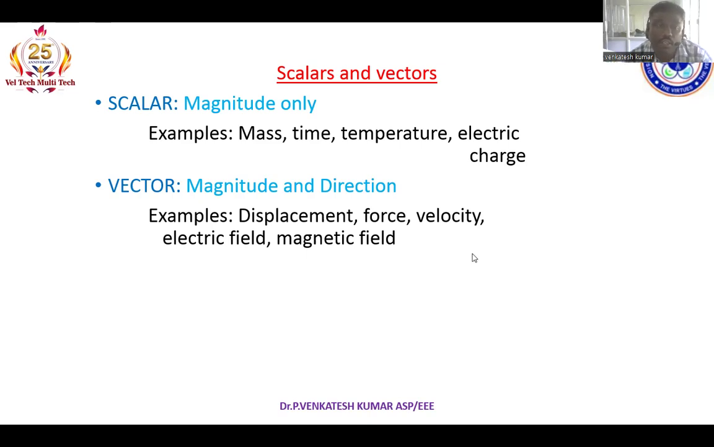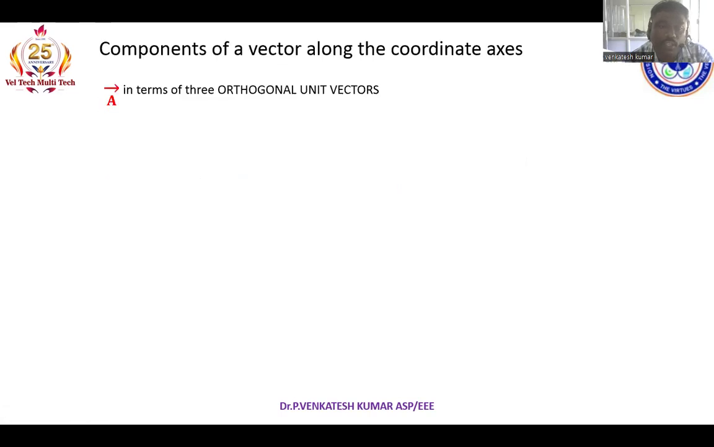A vector represents magnitude and direction. For example, our source has 10 volts moving in the x direction or at some angle. So which direction our voltages are moving, which direction our waves are moving. The vector is nothing but magnitude and direction. Examples of vector quantities are displacement, force, velocity, electric field, and magnetic field. So mostly we deal with vector quantities.